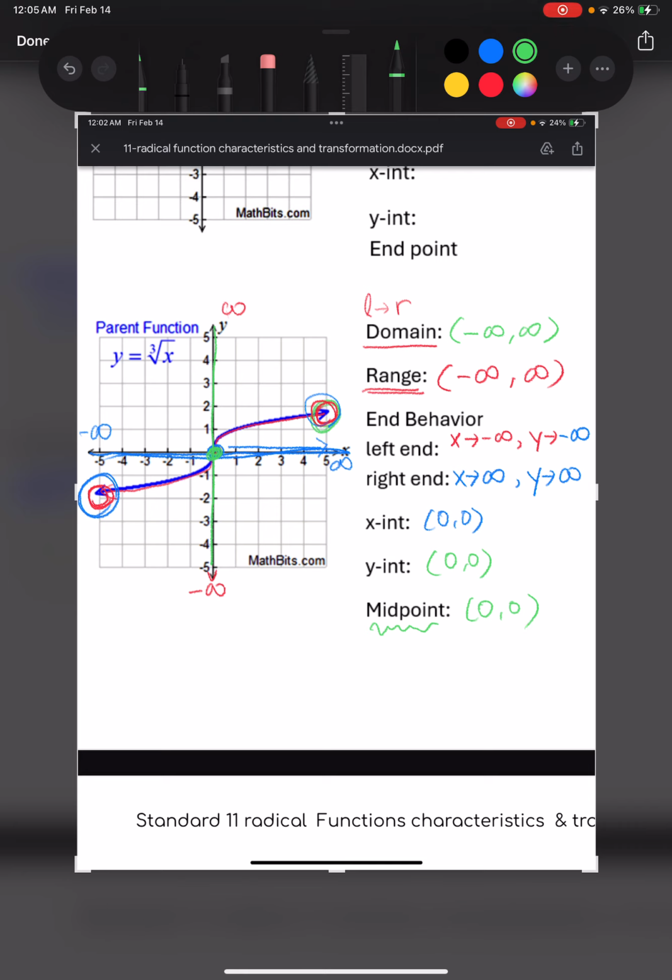So the square root radical function has an endpoint, and this function has a midpoint. Now we're going to talk about transformation. Whenever you transform your graph, your endpoint will move. So we're going to move on to the right side.